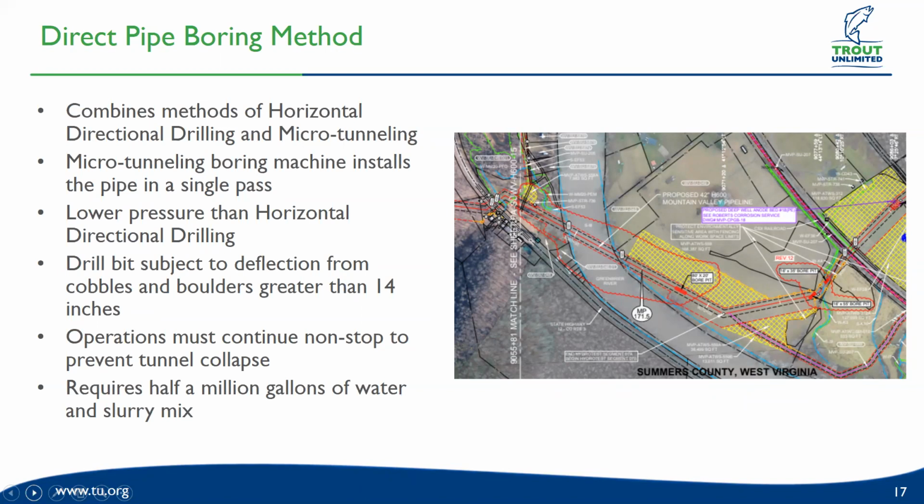And this is the method that they're using on the Greenbrier River, and it would require about 500,000 gallons of water and slurry mix to complete the operation.